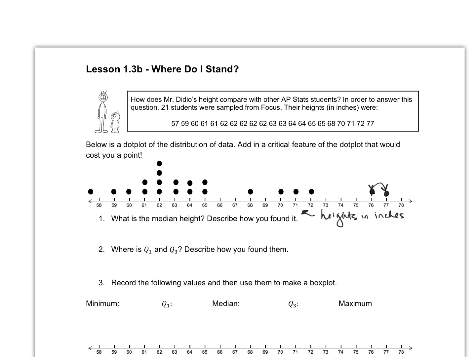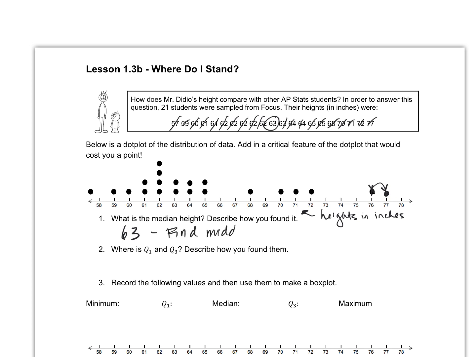Find the middle. Yeah. So here's how I do it. I just go from the outside in until I hit the middle. There's 21. You could count in 10 if you wanted. There it is, 63 is my median. That is 5'3". 5'3", 63 inches. All right, how do we find it?